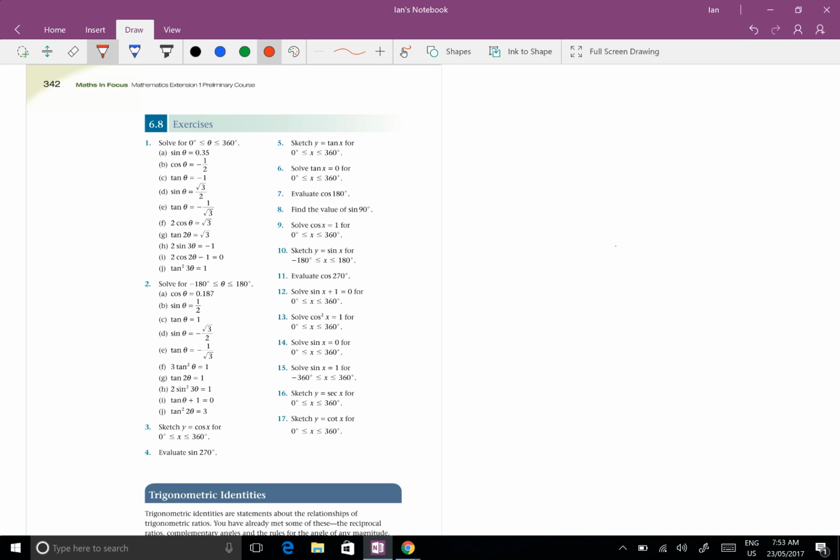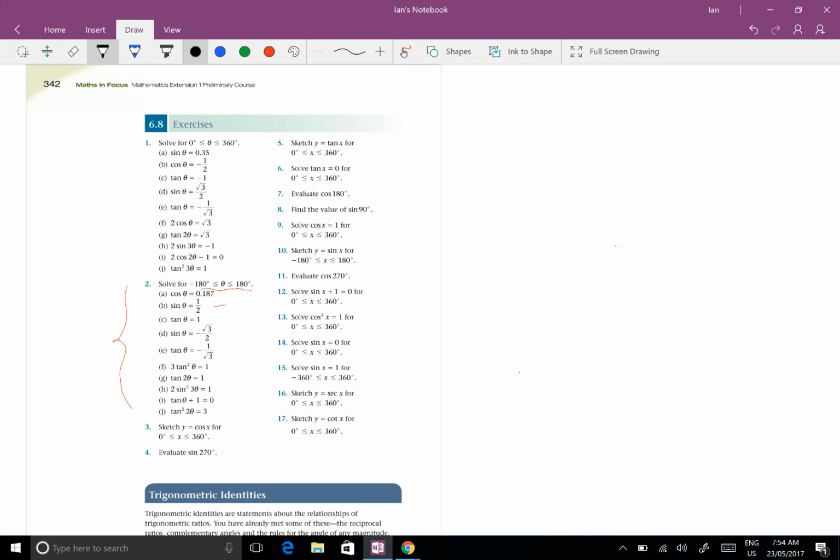All right, year 11, just looking at some of the questions from 6.8. And I want to look at these questions. Now, earlier we did between 0 and 360. And now they've restricted the domain on the solution set for these answers between minus 180 and 180. So I'm going to look at the second one here, which is sine theta equals a half.